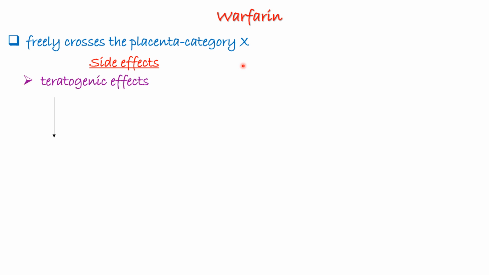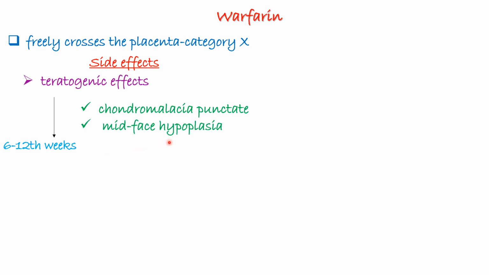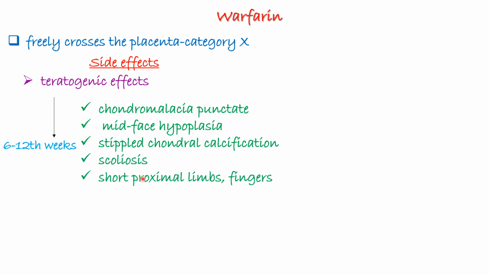Our first side effect is the teratogenic effect, which mostly occurs in the first trimester, that is 6 to 12 weeks. This will cause a syndrome called fetal warfarin syndrome, and after they are born, these patients will come with chondrodysplasia punctata, mid-face hypoplasia, stippled chondral calcification, scoliosis, and short proximal limbs and fingers, that is brachydactyly.